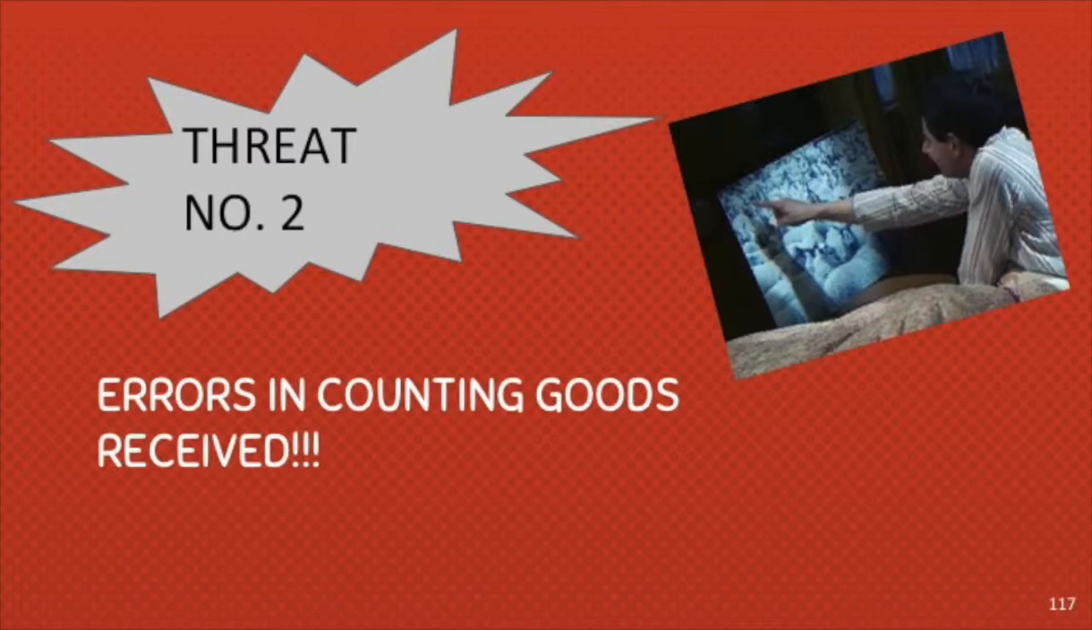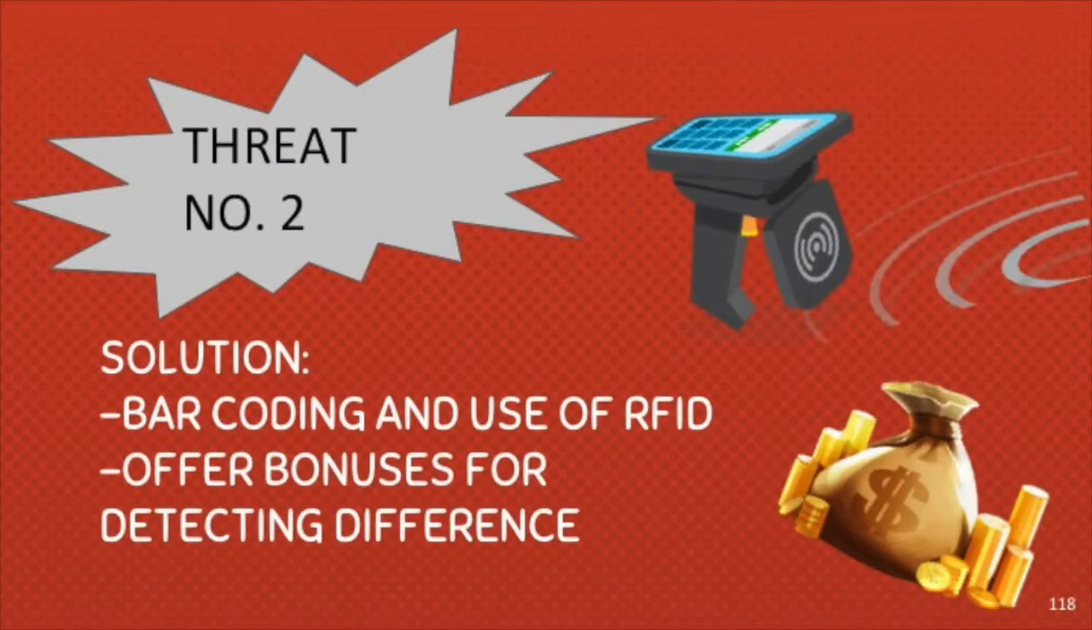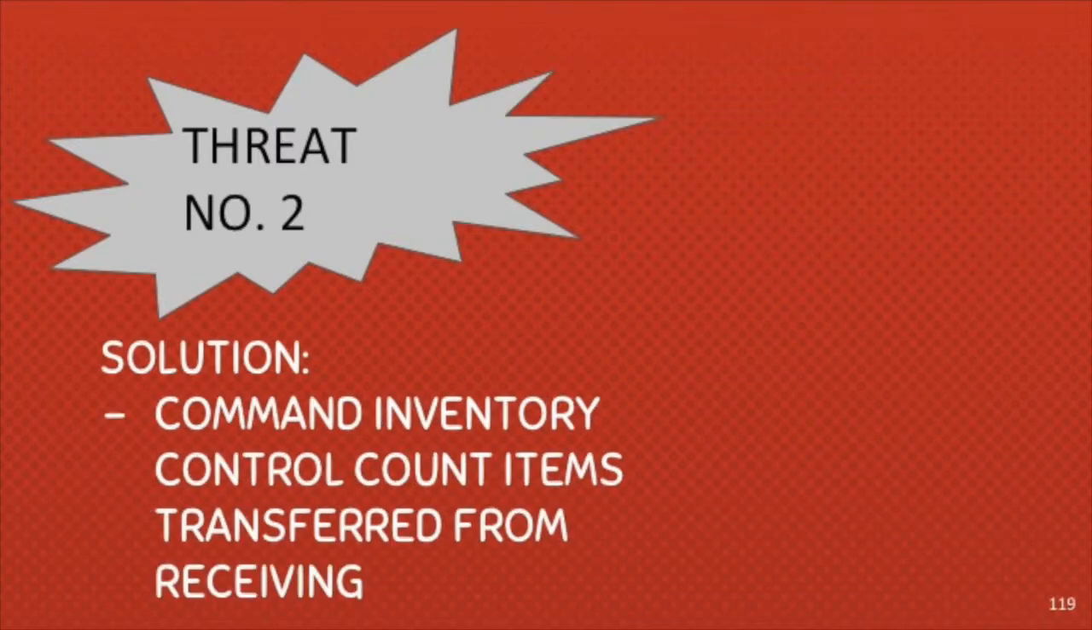Another threat when it comes to storing and receiving goods is errors in counting goods received. It is inevitable for humans to make mistakes in counting because a lot of factors are involved. Barcoding and the use of RFID will be helpful in getting accurate counting of goods, offering bonuses or incentives to employees for detecting differences. Lastly, command inventory control to count items transferred from the receiving department.